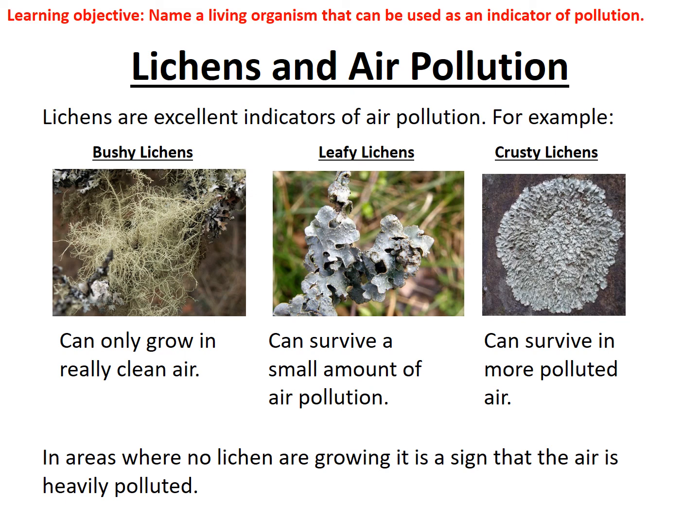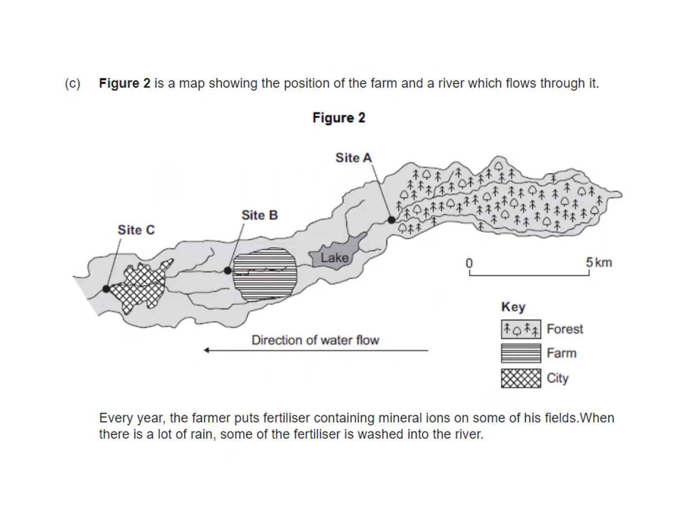And crusty lichens you probably can find on your walls around your house or in your garden. They survive in more polluted air. Okay? So this is the kind of thing that you might get asked about.